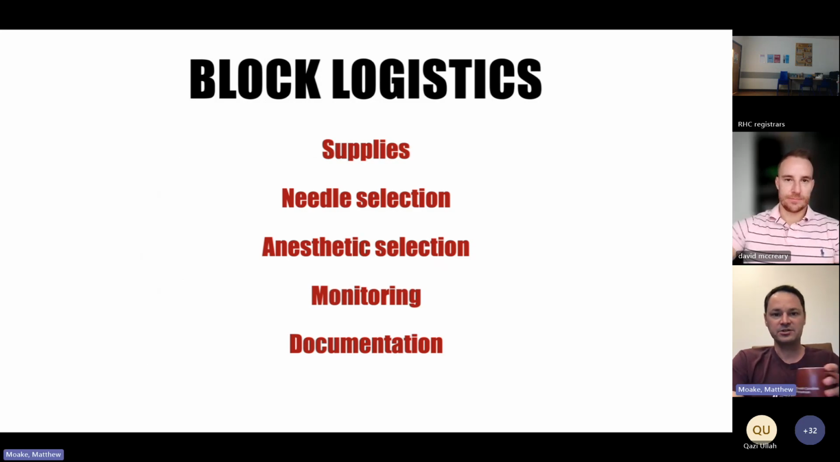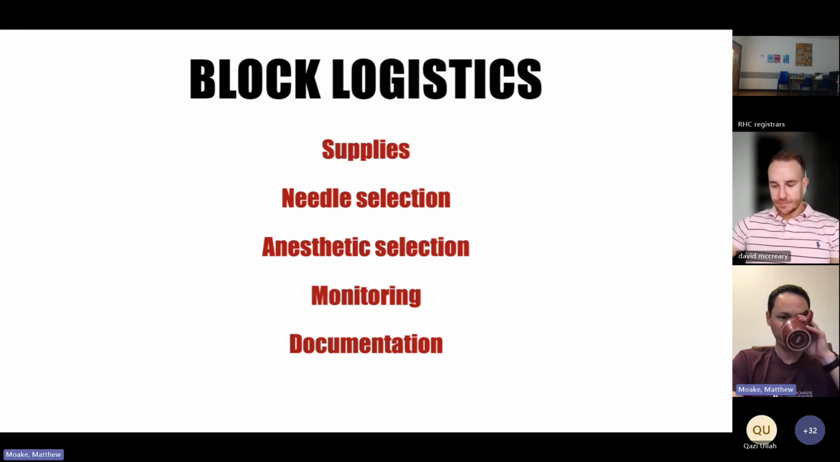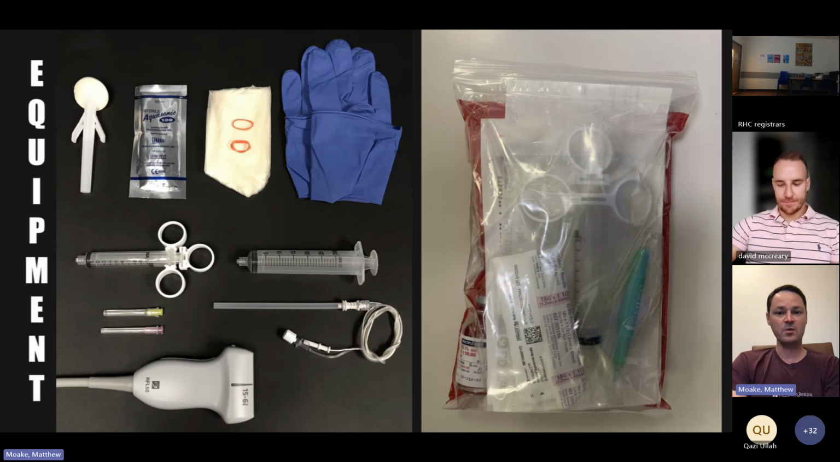All right, switching gears to looking at the logistics of doing blocks. So we'll discuss supplies, needle selection, anesthetic choice, monitoring, and then how we document. Supply-wise, I like to keep kits, and I've actually been building a nerve cart, which is on my to-do list to get officially in service so that we have all the gear handy.